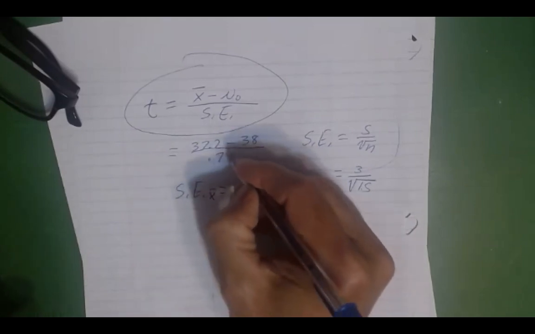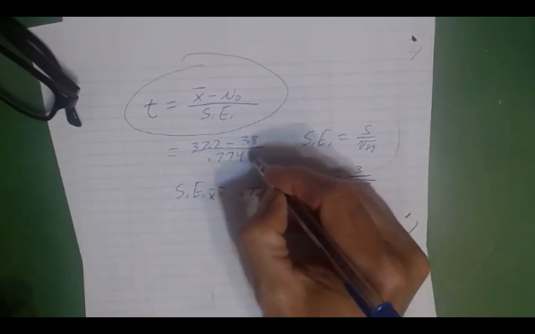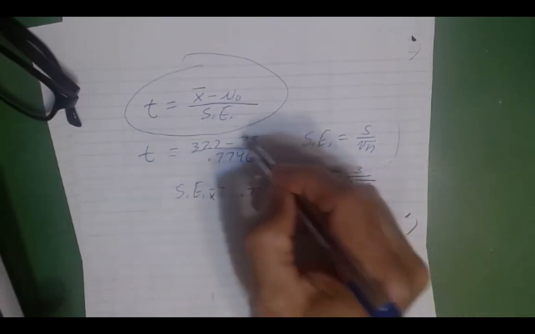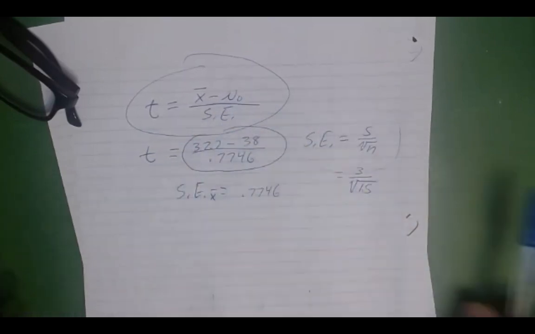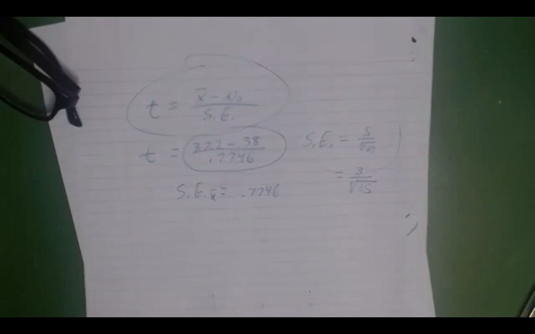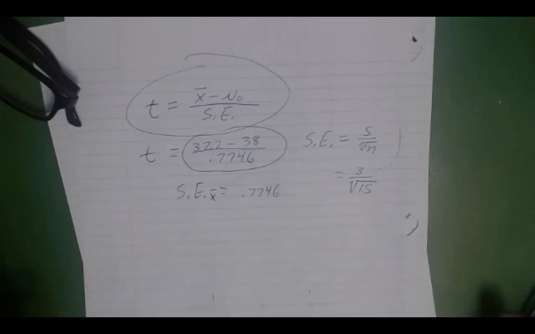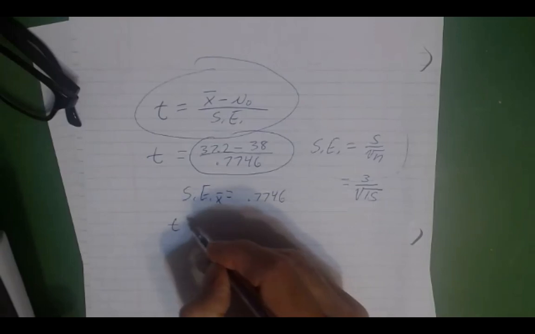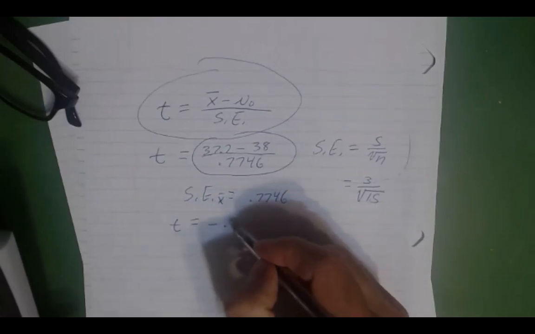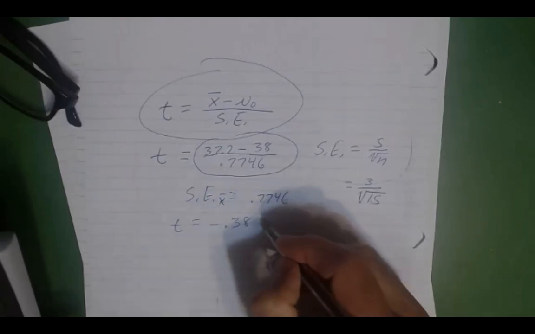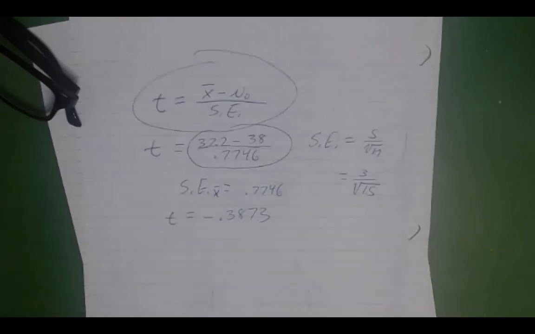So 0.7746. Now I punch that in the calculator: 37.7 minus 38 equals, divided by 0.7746 equals, and we get t equals negative 0.3873. You got all this, Ruben?